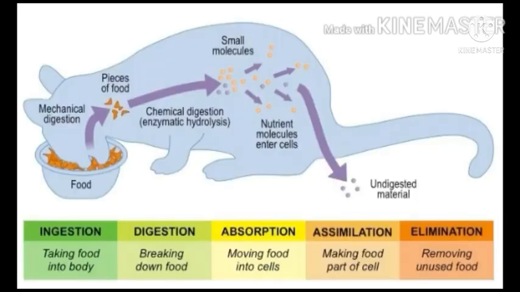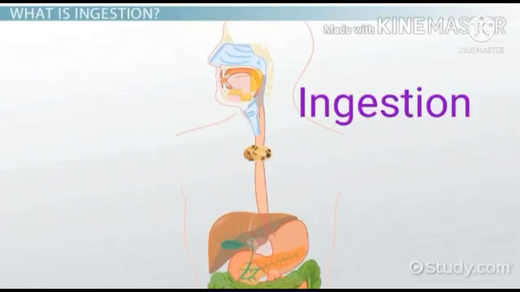The 5 stages of the nutrition process include ingestion, then digestion, then absorption, assimilation, finally elimination. Now I will explain all these terms to you. So first we will see what is ingestion. The process of nutrition begins with the intake of food, which is called ingestion. When you eat, the food goes inside, that is called ingestion.